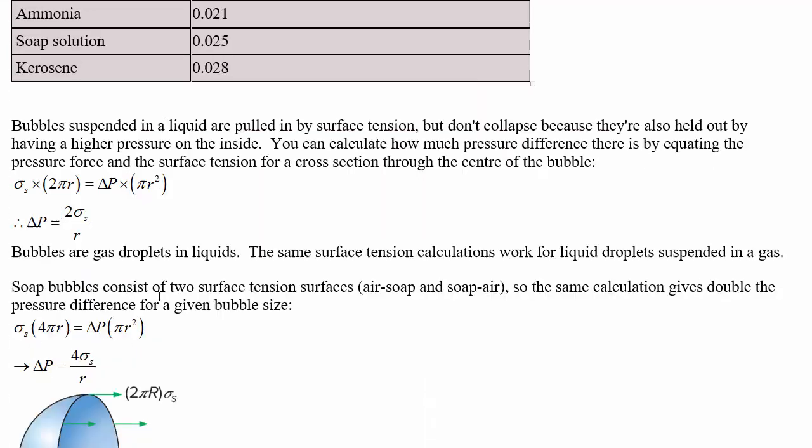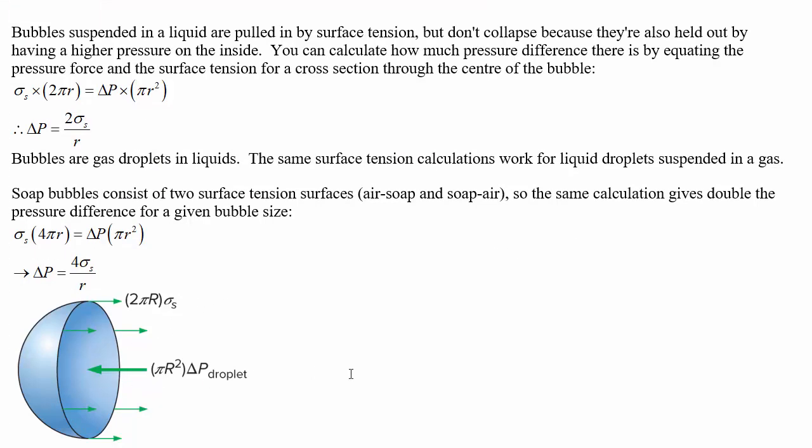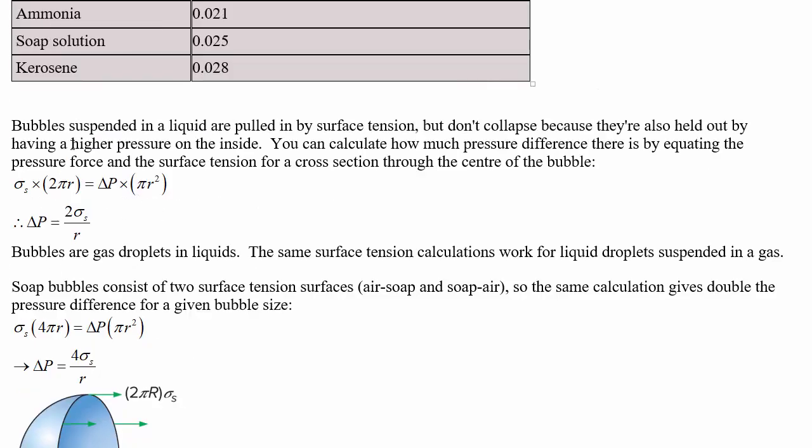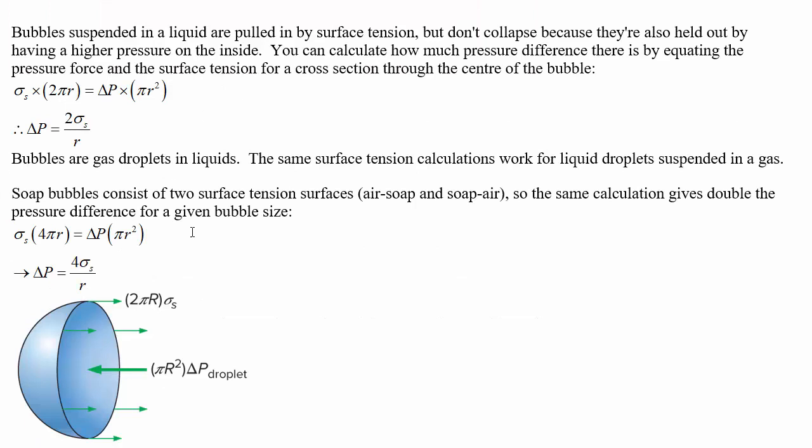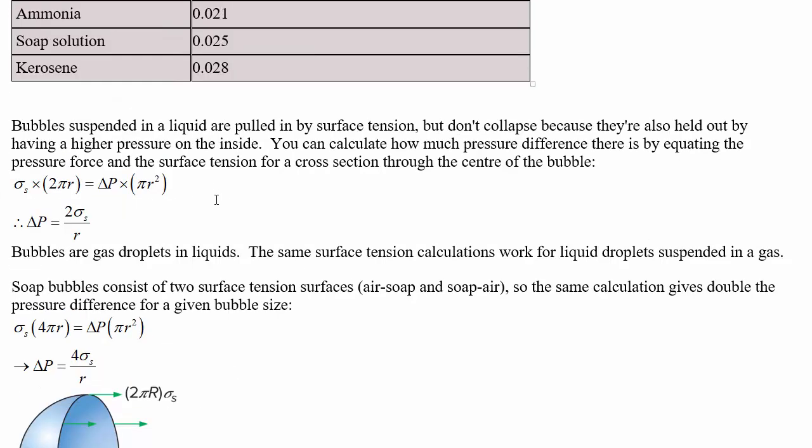Now, moving on, let's look at one calculation example that we can do with surface tension, which is kind of interesting. Bubbles suspended in a liquid are pulled in by surface tension, but they don't collapse because they're held out by having a higher pressure on the inside. So imagine a bubble of air underwater, there's an unhappy water surface there, so it wants to collapse. You could think there's an air surface as well. You can calculate how much pressure difference there is by equating the pressure force and the surface tension for a cross-section through the center of the bubble.